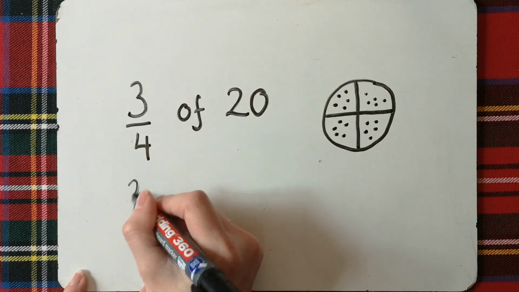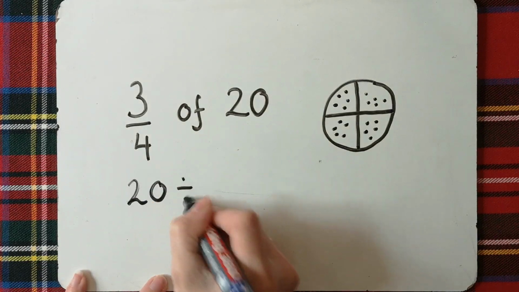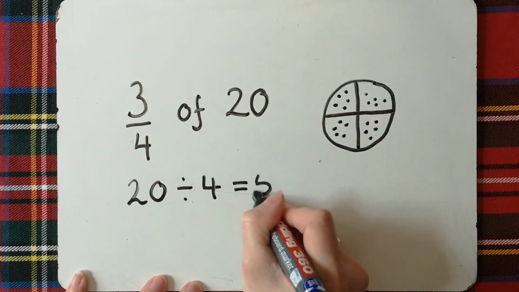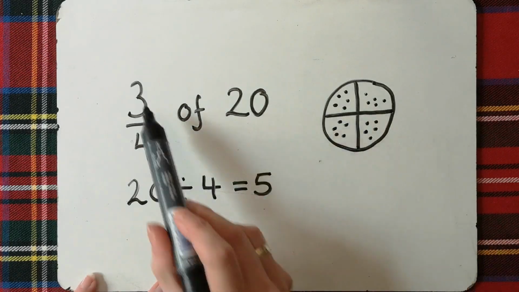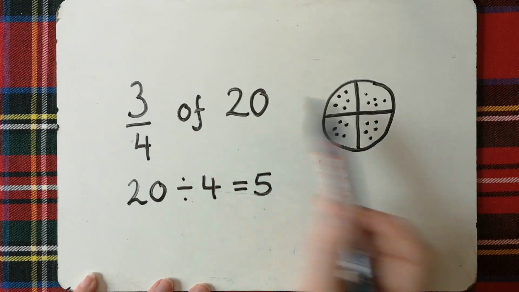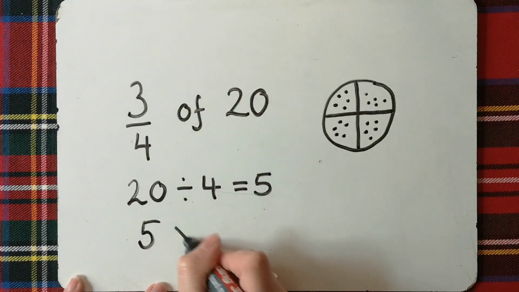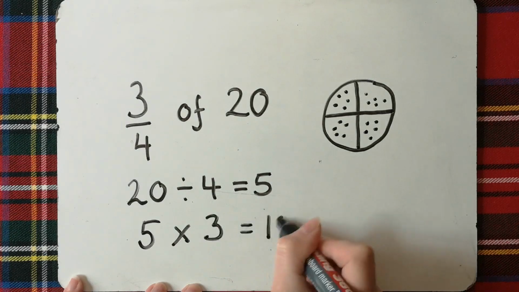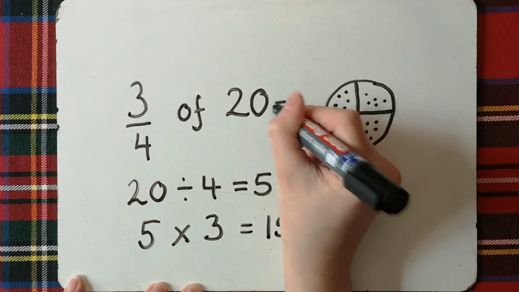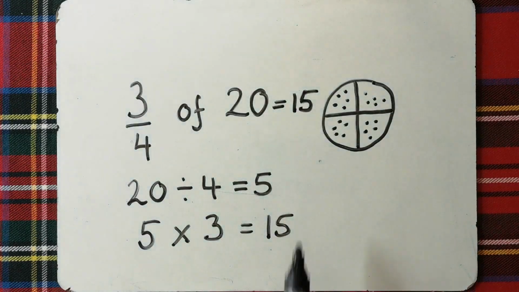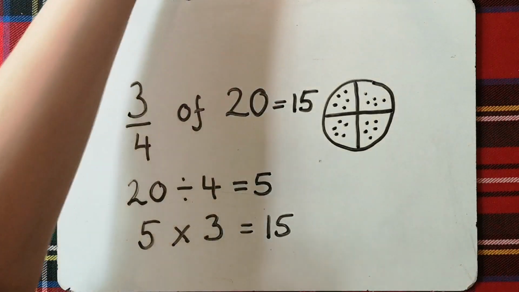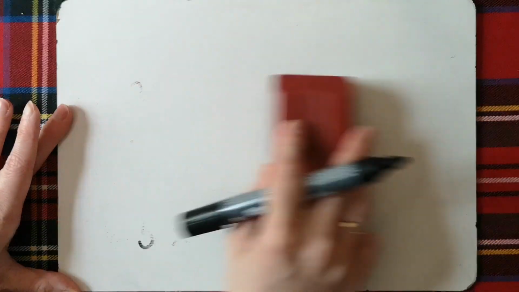So the first thing we did was we divided by our denominator. Then, because I want to find out 3 sections, we times by 3, and that is our numerator. So then we times this answer by our numerator to give us our 15. So our 3/4 of 20 is 15. It's really important to know this method so that we can find out fractions of much larger amounts. Let's look at a couple more examples using that process.